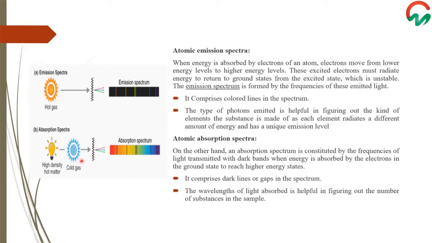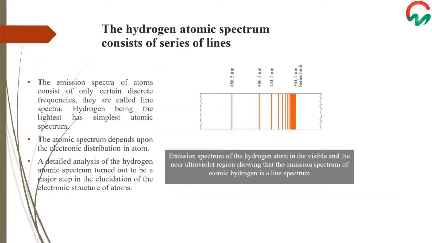The atomic absorption spectra comprises dark lines in the spectrum with a bright background. The wavelength of the light absorbed is helpful in figuring out the number of the substances in the sample. The emission spectrum of the atoms consists of only certain discrete frequencies, which are called the line spectra. Hydrogen, being the lightest element, has the simple atomic spectrum.